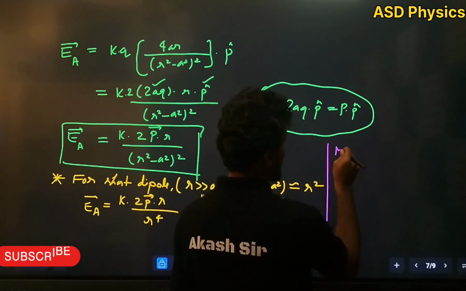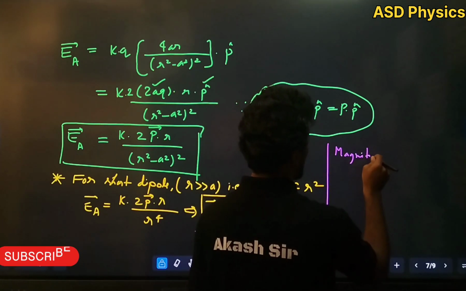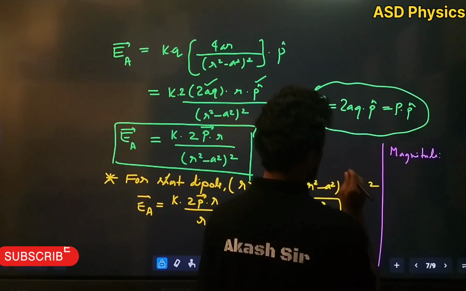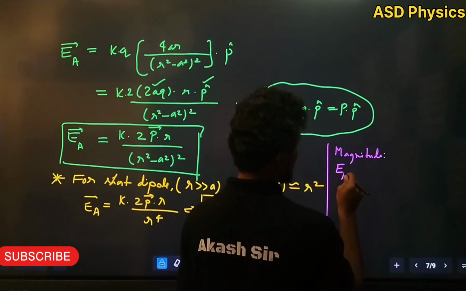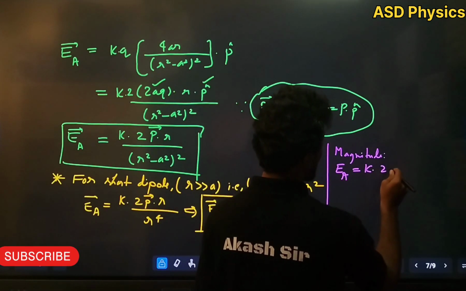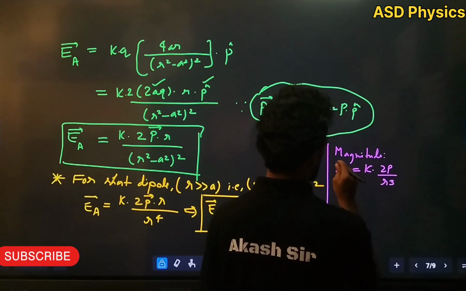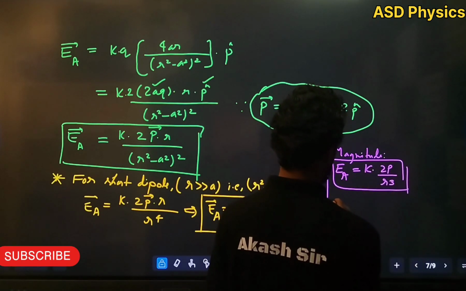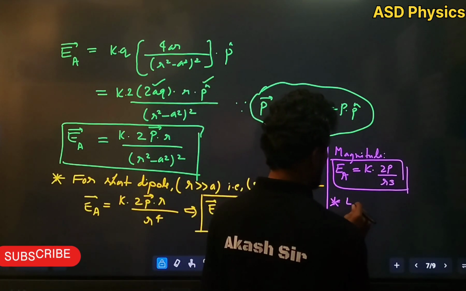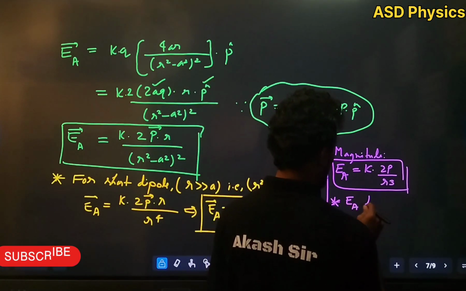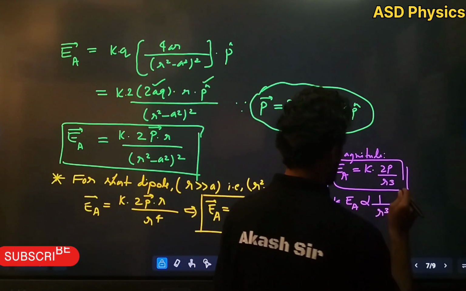Okay, and after that, if I write the magnitude, what will be the magnitude? Magnitude is given by E equal to k into 2p by r cube. This is the magnitude. So remember that for the short dipole, electric field on the axis is inversely proportional to r cube.